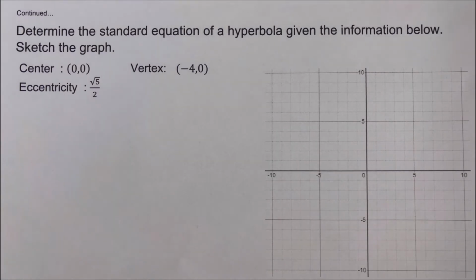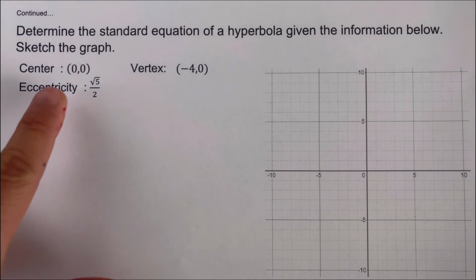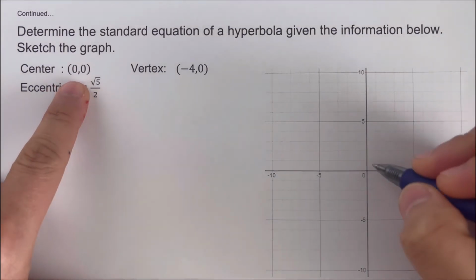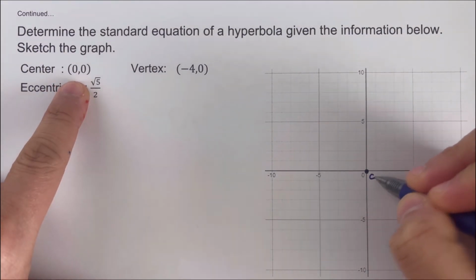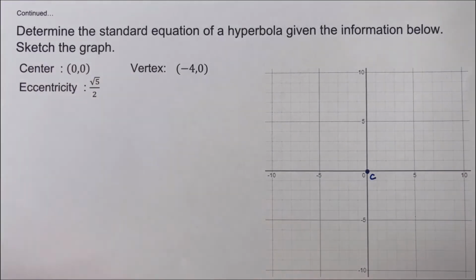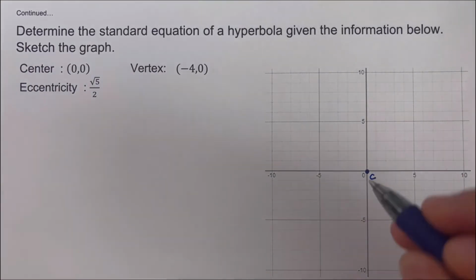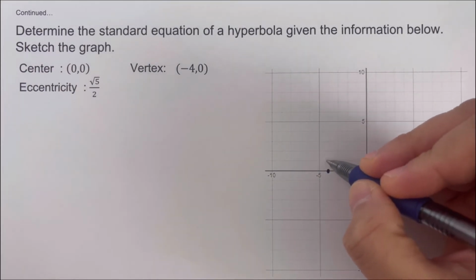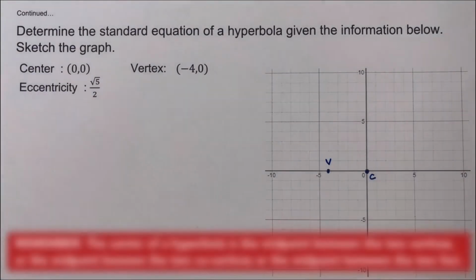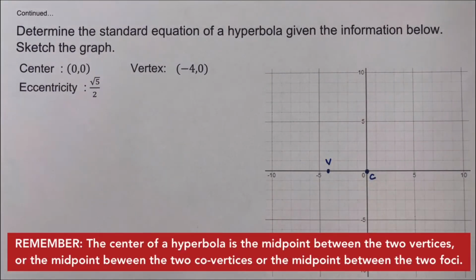Okay, so we go over the problem here. We are given the center of this hyperbola, which is at the point of origin or 0, 0. We also have a vertex, which is on negative 4, 0. So this is our vertex right here. Now we remember that the center of the hyperbola is the midpoint between the two vertices, the midpoint between the two co-vertices, or the midpoint between the two foci.